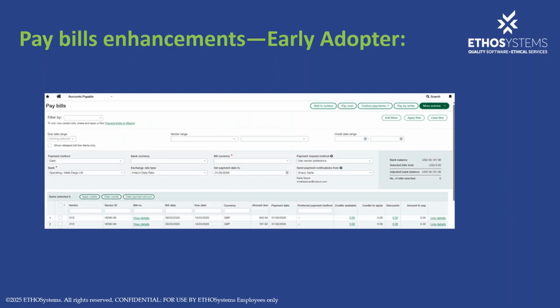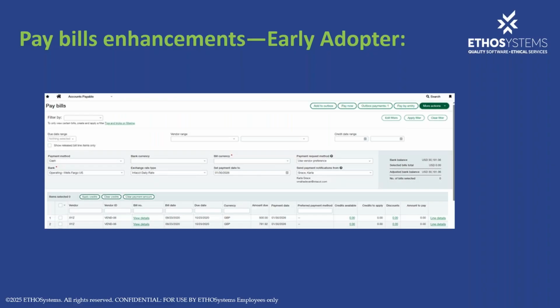Pay bills. We've added some improved functionality around our ability to see large numbers of bills. I think it loads up to 5,000, it shows up to 5,000, and it can also show 1,000 invoices on the page, quite a number of them. It also persists the filters as you page through the different bill pay screens.